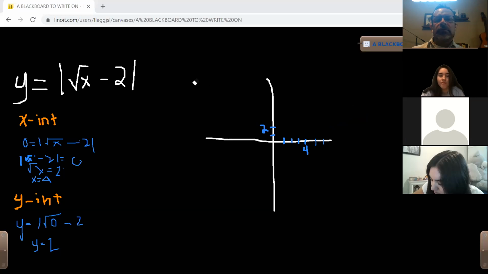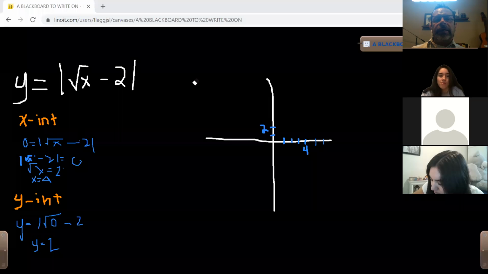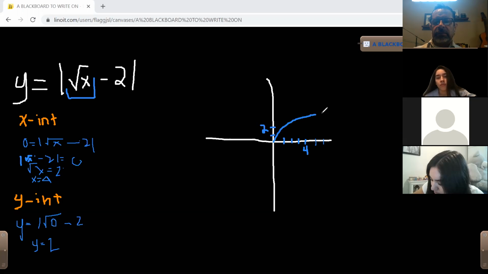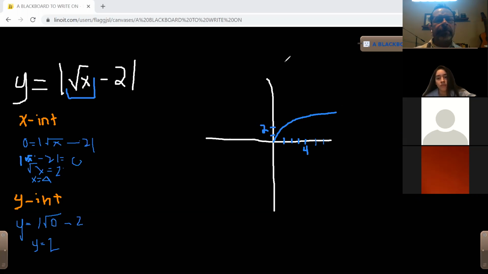First off, let's look at the base function. The base function is this one that we have here. Okay. If we were to graph this here, what would it be like? Is it clear that it would be something like this? Right? Are we okay up to that point? Yes. Okay. And then what's the next thing we have here?